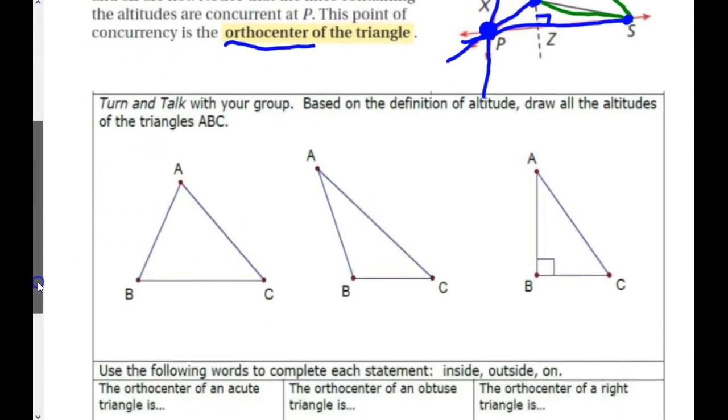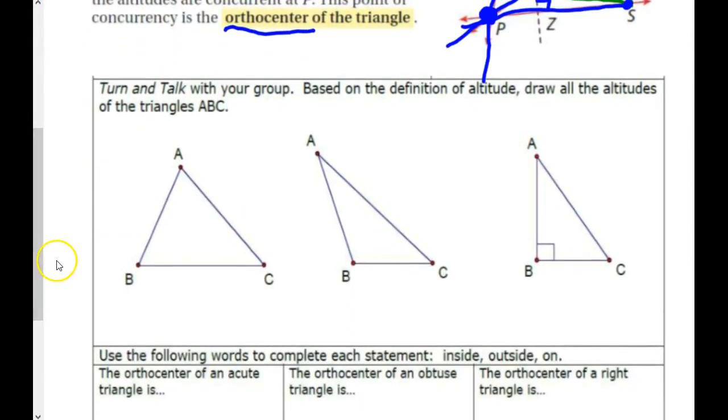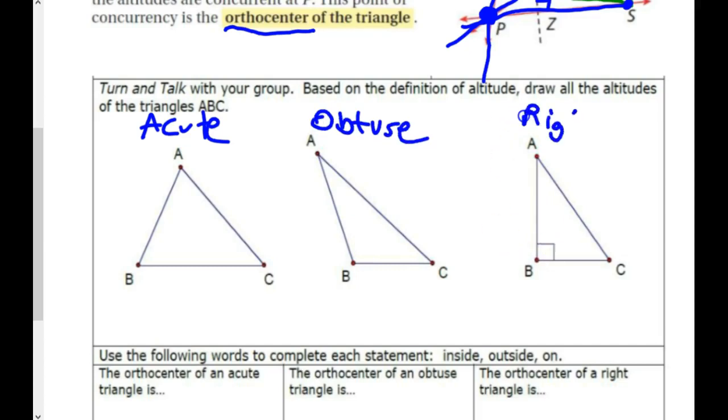All right, so look down here at the bottom. We're not going to turn and talk, but we are going to do this. Based on the definition of an altitude, draw all the altitudes of the triangles. Okay. So what kind of triangle is this one right here? Acute, right? What about this one right here? B is bigger than 90, right? So that's going to be obtuse. And you can tell on the next one, it's going to be right. So 3 different types of triangles. Right. So let's make these altitudes.